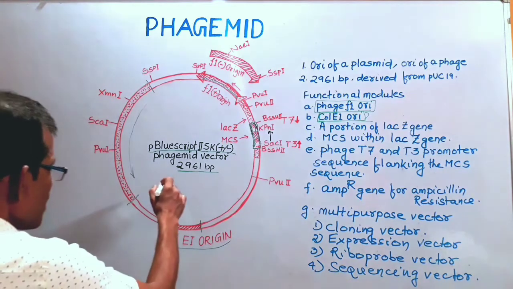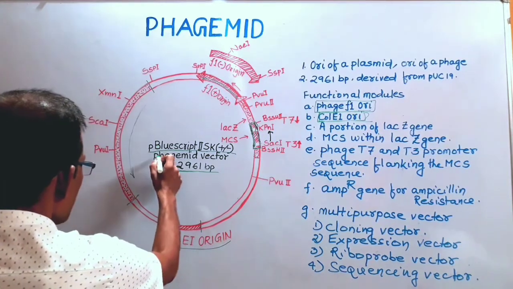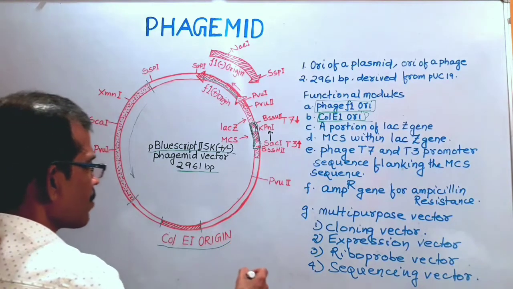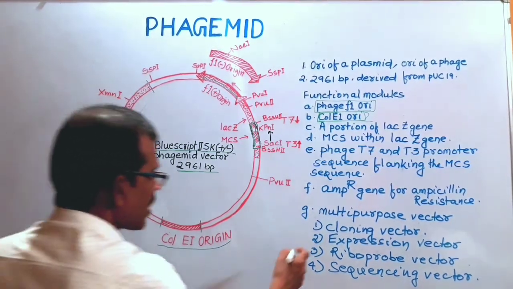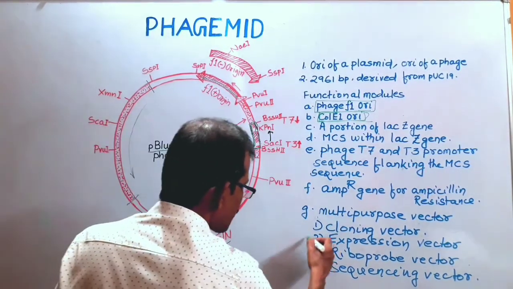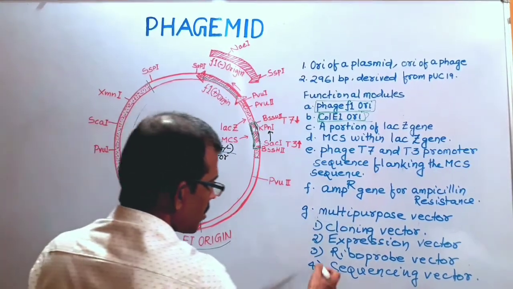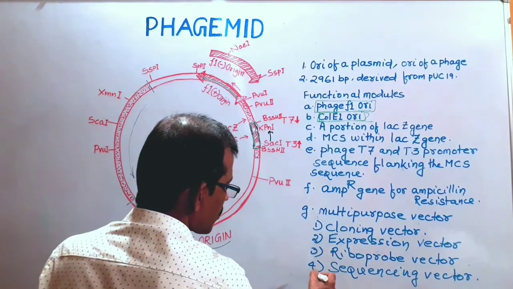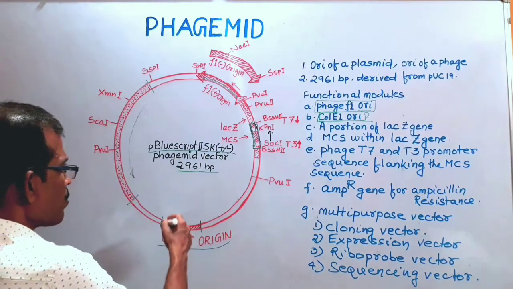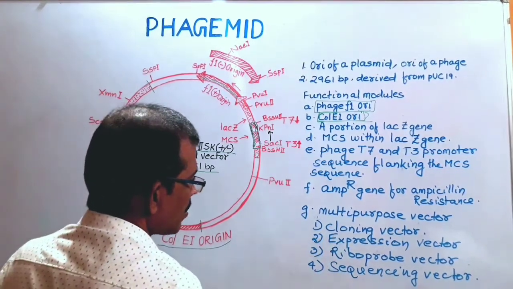And this Phagemid is a multi-purpose vector. The Phagemid pBluescript II SK plus and minus is a multi-purpose vector because it can be used as a cloning vector. It can also be used as an expression vector. Similarly, this Phagemid can also be used as a riboprobe vector and also as a sequencing vector.